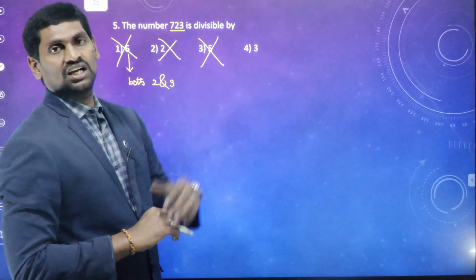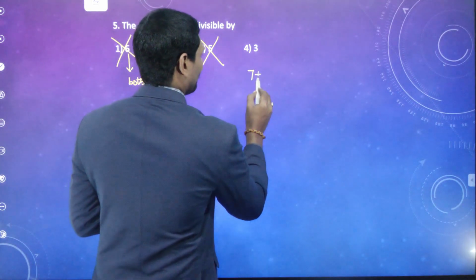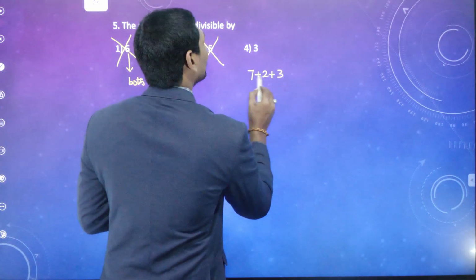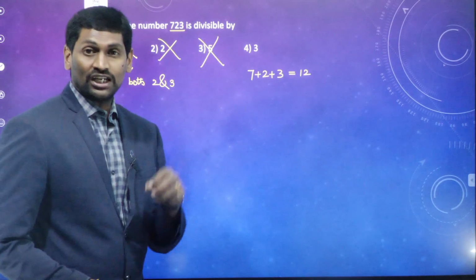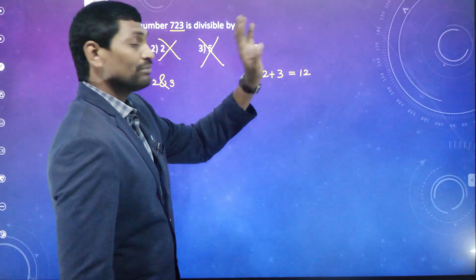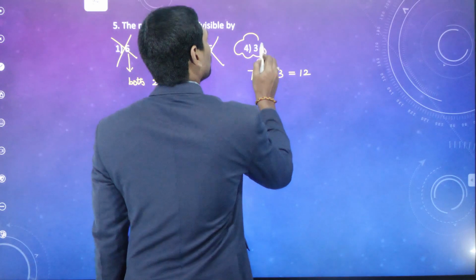Now let us check the divisibility rule for 3: the sum of digits. What is the sum of digits? 7 plus 2 plus 3: 7 plus 2 is 9, 9 plus 3 is 12. Yes, the sum of digits is a multiple of 3. So 12 is a multiple of 3, and this number 723 will be divisible by 3.